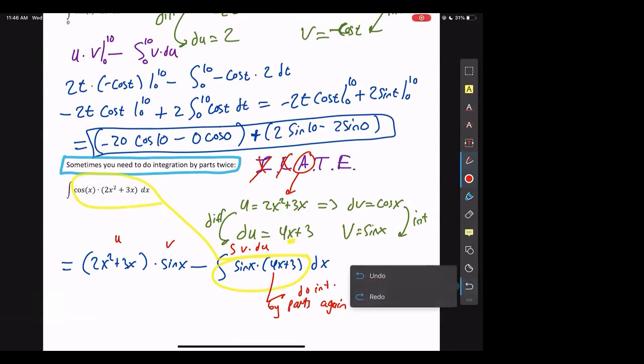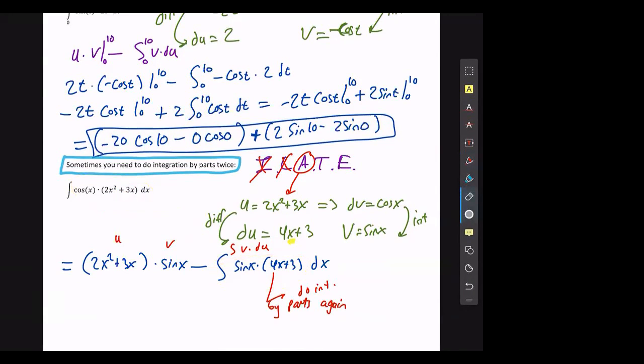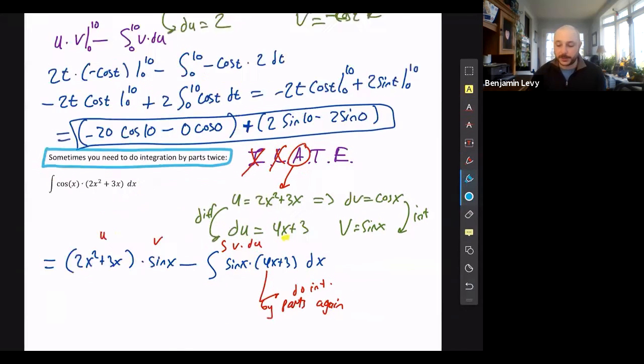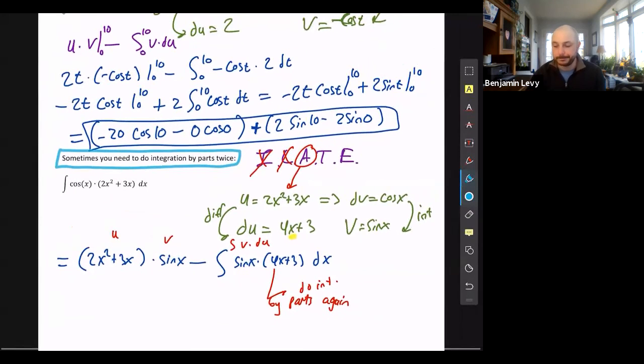Wait, so basically you're going to have to just do it again inside of the problem? Yeah, because the next step here is to do this integral, and it happens to be an integration by parts question. So we did integration by parts, but now we're looking at this and we're still in that same situation, and we're just going to do it a second time.